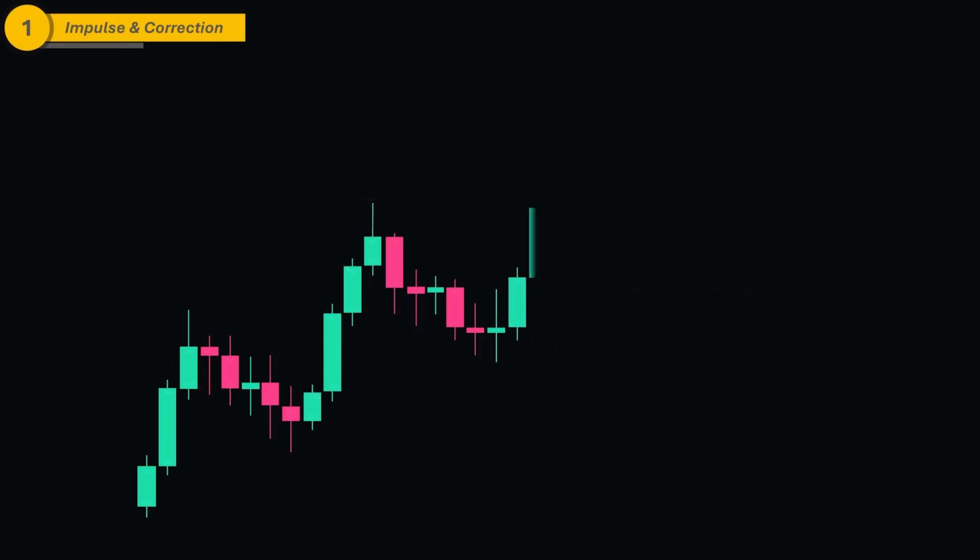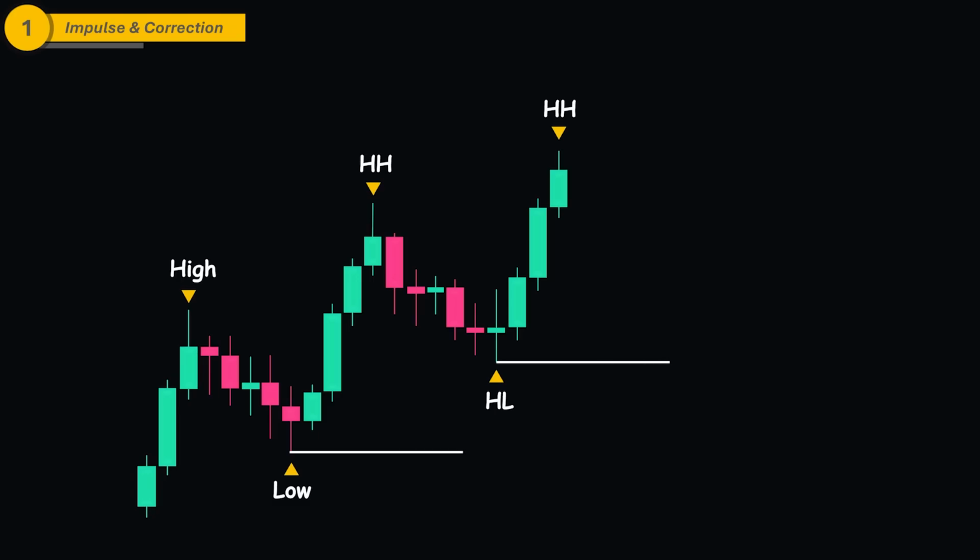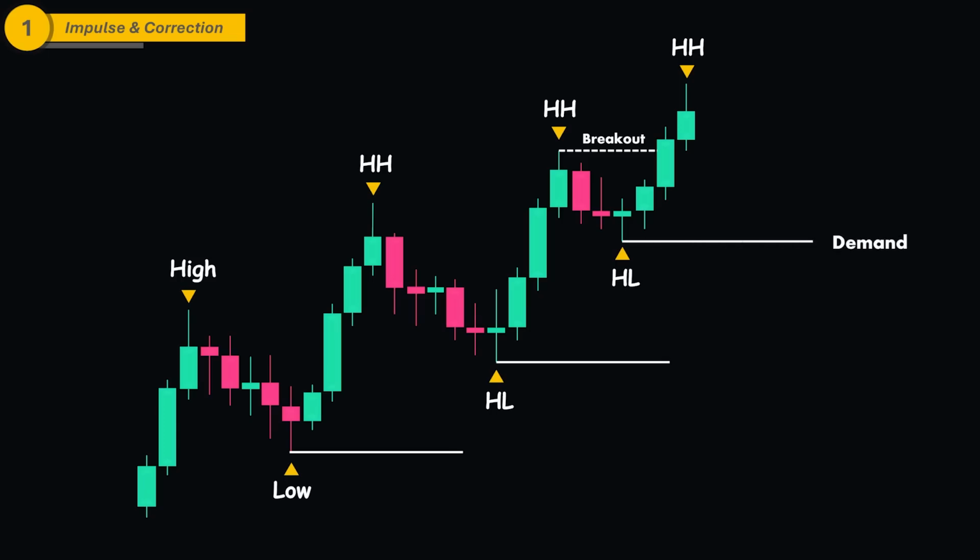In an ideal trending scenario, the market forms higher highs and higher lows, respecting the swing lows. Each time the price breaks above a structure level, it signals trend continuation, and a demand level automatically forms. Conversely, when it breaks below a structure, it signals a possible trend reversal.